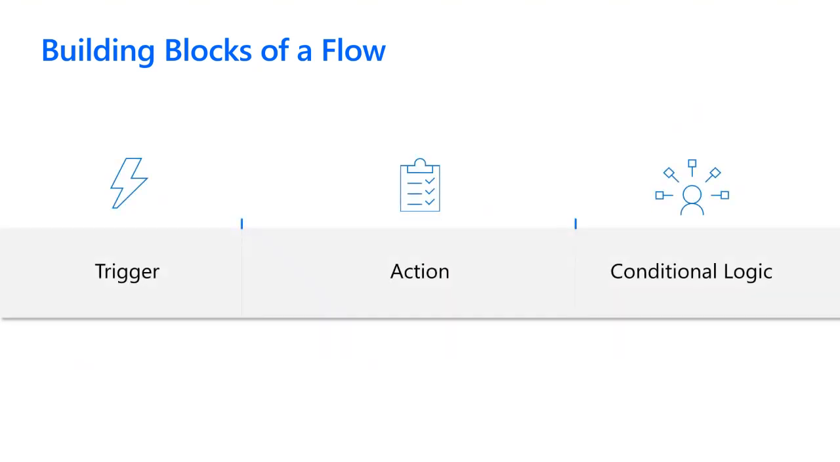Now, every Power Automate that you are going to create will have 3 different building blocks: a trigger, which is how that Power Automate is actually kicked off, a set of actions, what is that Power Automate going to go and do, and then generally some conditional logic to guide these actions along the way.